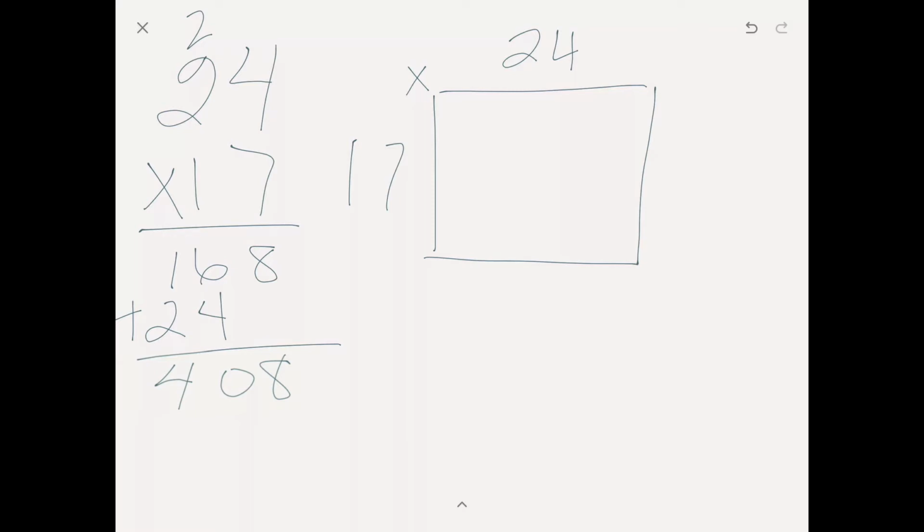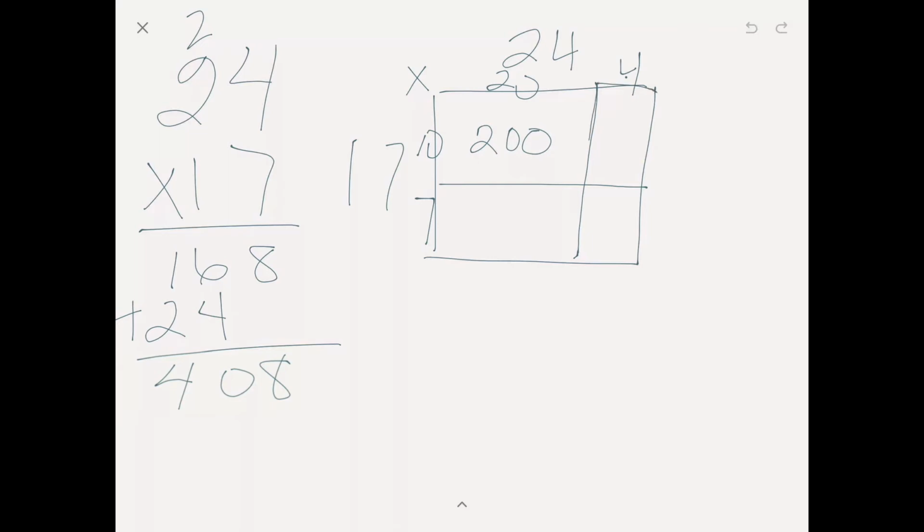And a way that kids will often slice these is thinking about 17 as 10 and 7. That would be that whole length down that side. This side could be seen as 20 and 4. And then now I've got 4 areas to figure out, but those areas are a whole lot easier for me to figure out. I know what 20 times 10 is. That's really quick. A 20 by 10 rectangle, I know the area of that rectangle.